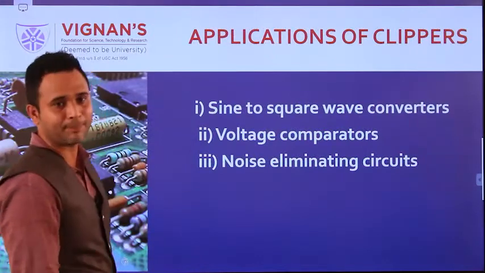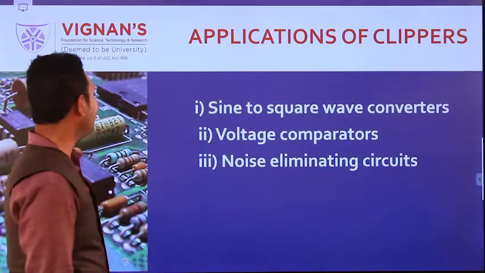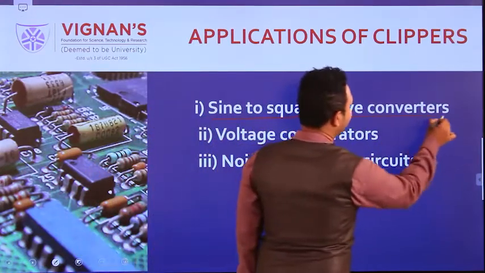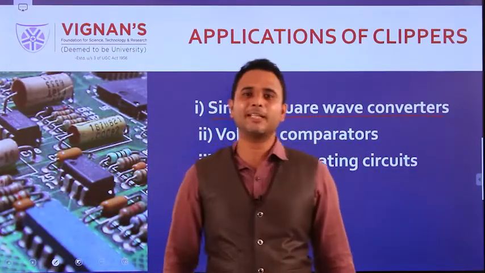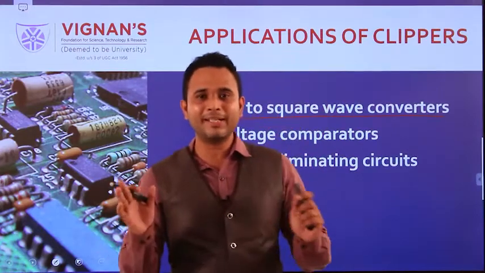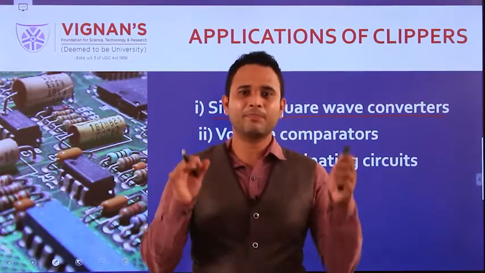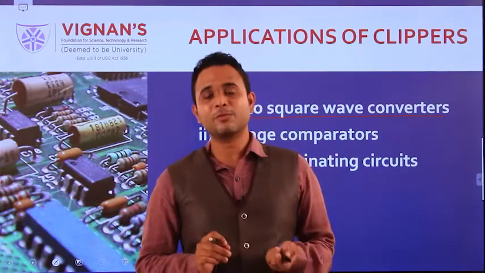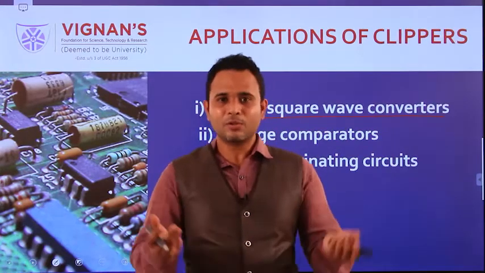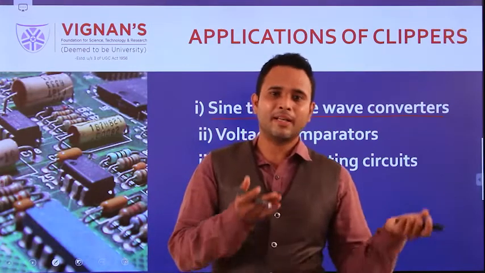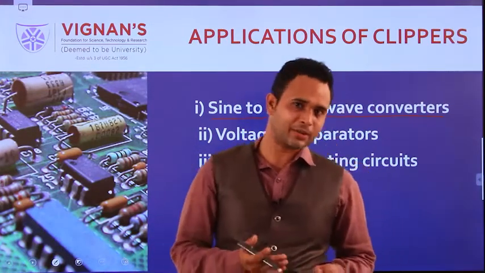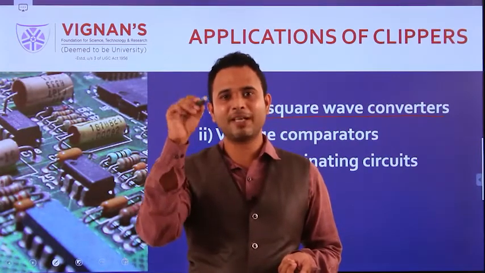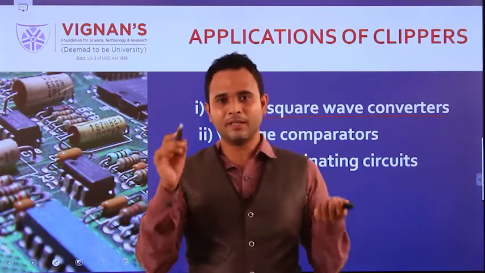Applications of the clippers. What are the applications of the clipper? The first application of the clipper is a sine to square wave converter. I just told you that previously, this double-ended clipper acts as a square wave generator. Where are we using square waves? In digital. In this semester you have the digital electronics subject. Here we are using 1 and 0.